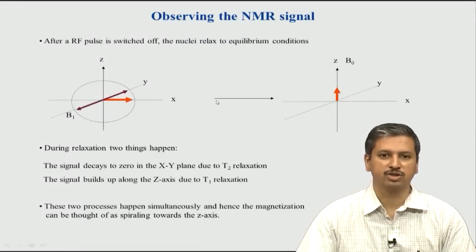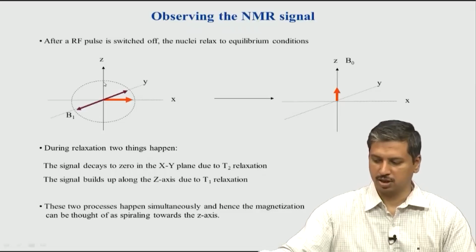And the process in which this vector starts shrinking in this direction and starts building up in this direction is called T1 relaxation. So, if you visualize in your mind the combined effect of these two, you can think of it like a spiral, that the spins are spiraling slowly and then coming back to the z axis.